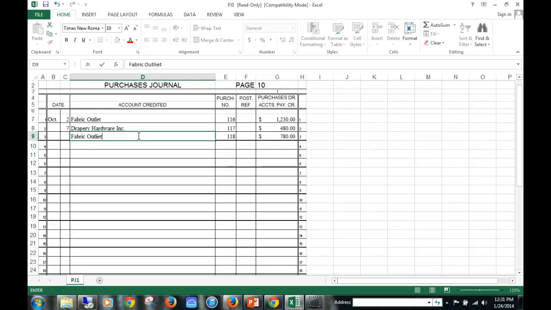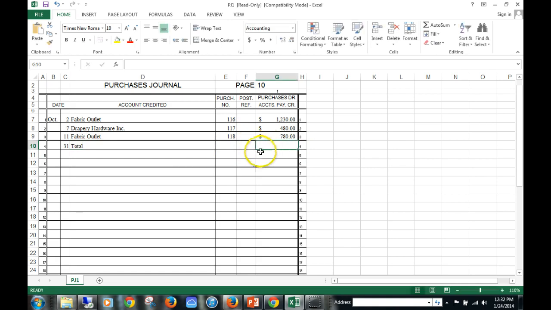Now obviously we've added Fabric Outlet twice here, which means when we go to post it to our ledger, whatever account number Fabric Outlet is, we'll have that same number here once we post it to our ledger. So when we go to total this, the 31st is the end of our accounting period. Leave that blank. Actually, we're going to put total here.